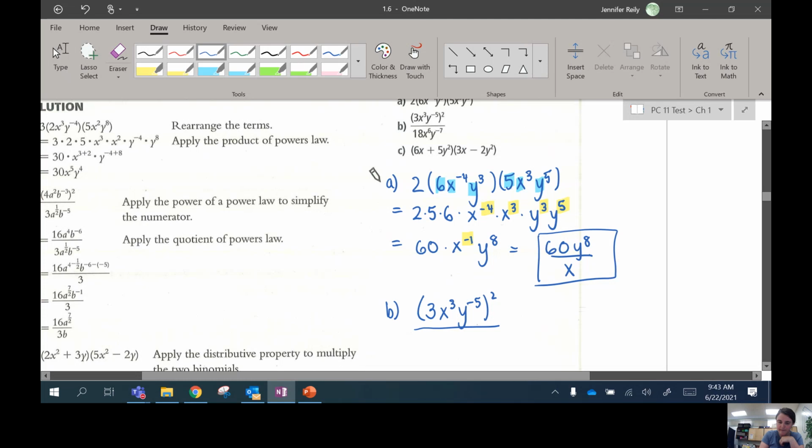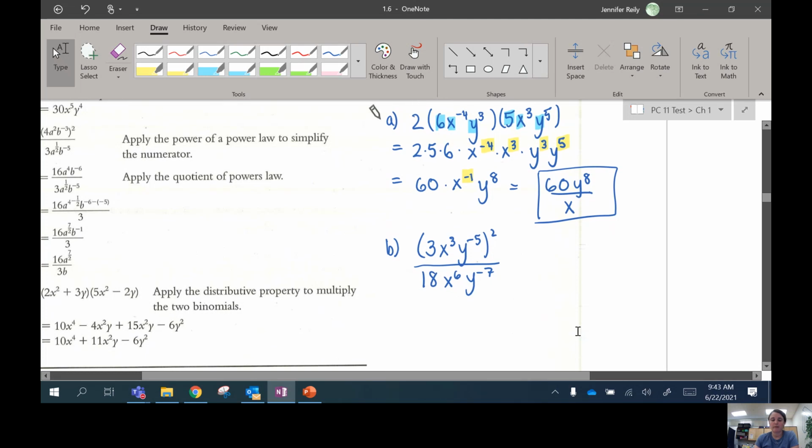Okay, so squared 18x6 y to minus 7. Okay, so we're going to work with the bracket first. That's what BEDMAS tells us to do. Within that bracket, all the bases are different.